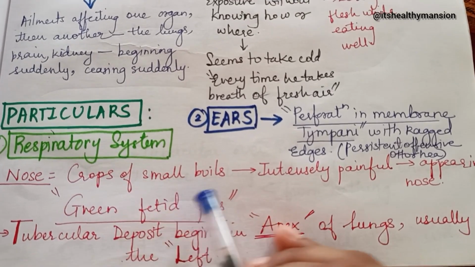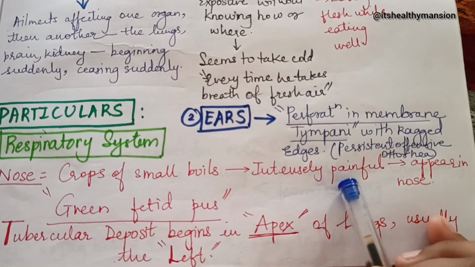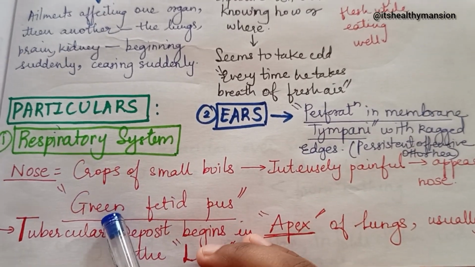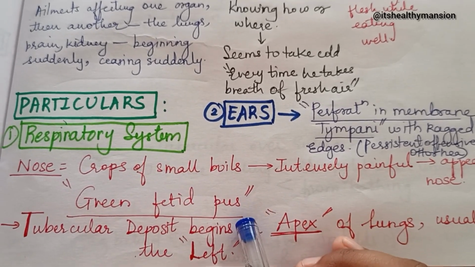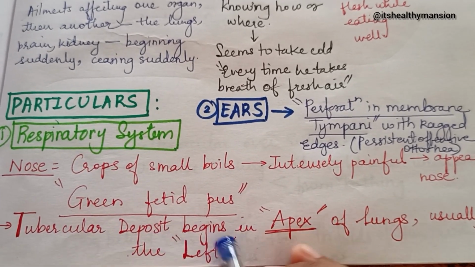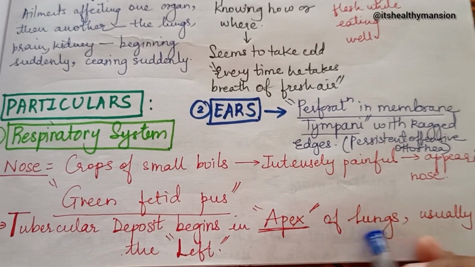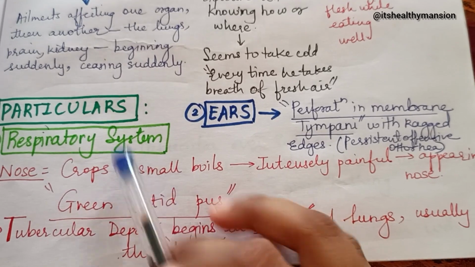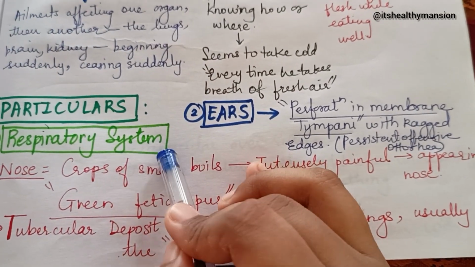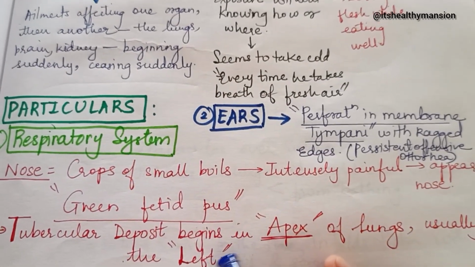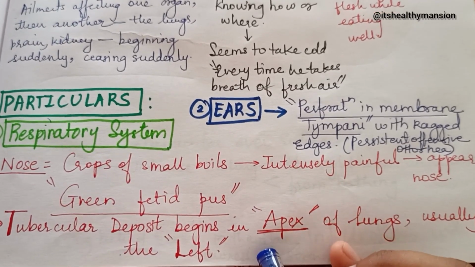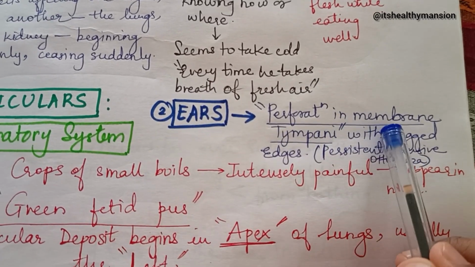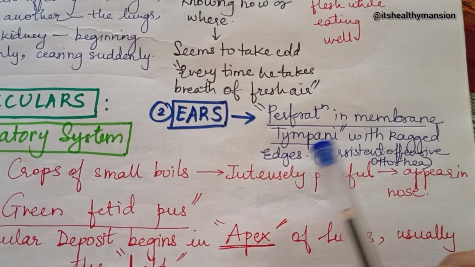Crops of small boils, which are intensely painful, appear all over the nose. The patient comes with green fetid mucus or pus from the nose. Tubercular deposit begins in the apex of the lungs, usually the left. So tubercular manifestation in x-ray, you can see that it is usually on the apex of the left lung. Now ears. There is perforation in the membrane of tympani with ragged edges.